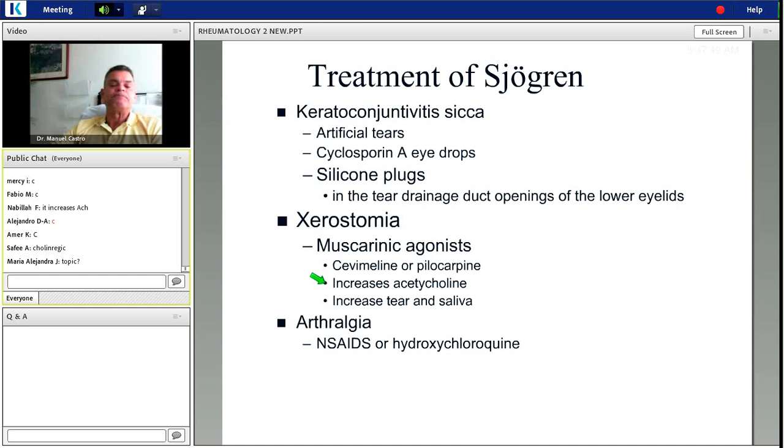Now, arthralgia, what do we use for arthralgia? We're going to use NSAIDs like we mentioned before, or we can use hydroxychloroquine as well. And remember that I said that if you're going to use hydroxychloroquine, what is going to be the important thing in these patients? An eye examination every 6 months to a year, right? If you do it once a year, it's good enough.